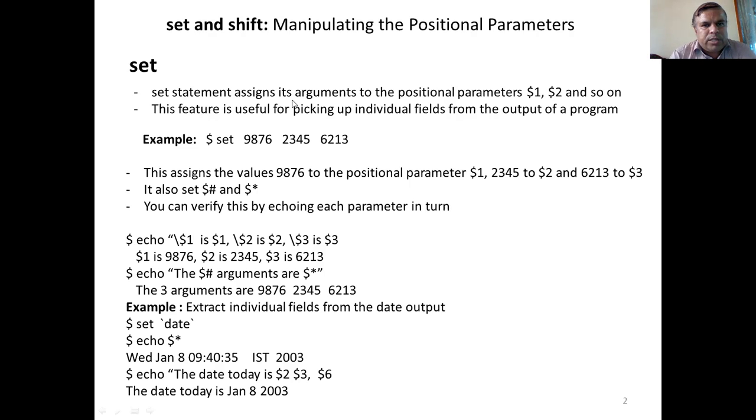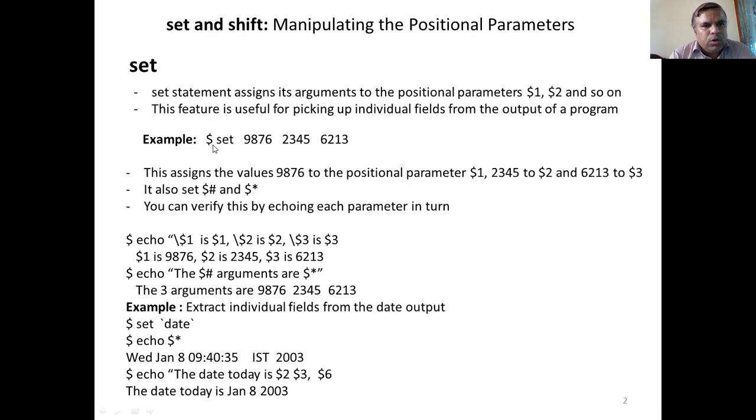Set statement assigns its arguments to the positional parameters $1, $2, and so on. So it takes a set of arguments and assigns these arguments to the positional parameters $1, $2, $3, and so on up to $9. And what is the use of this set statement? This set statement is useful for picking up the individual fields from the output of a program. So here is an example.